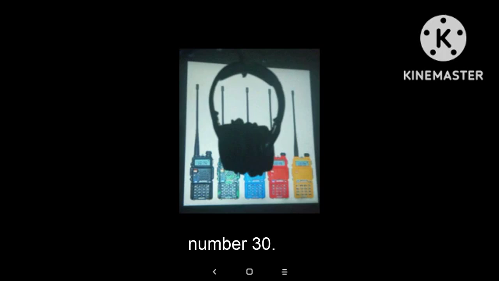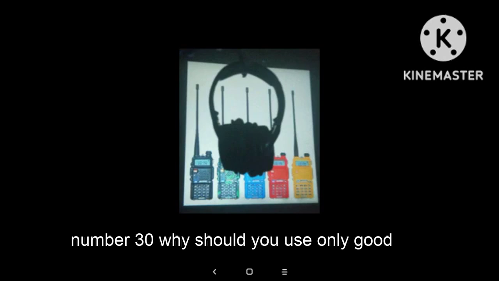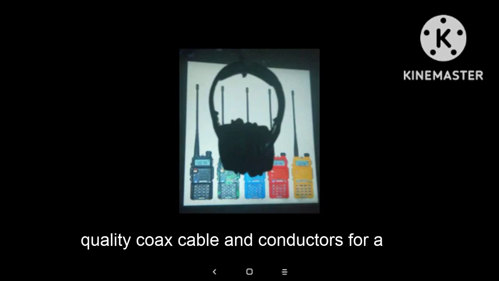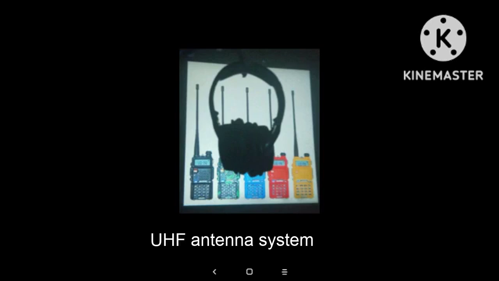Number 30. Why should you use only good quality coax cable and connectors for a UHF antenna system? To keep the RF loss low.